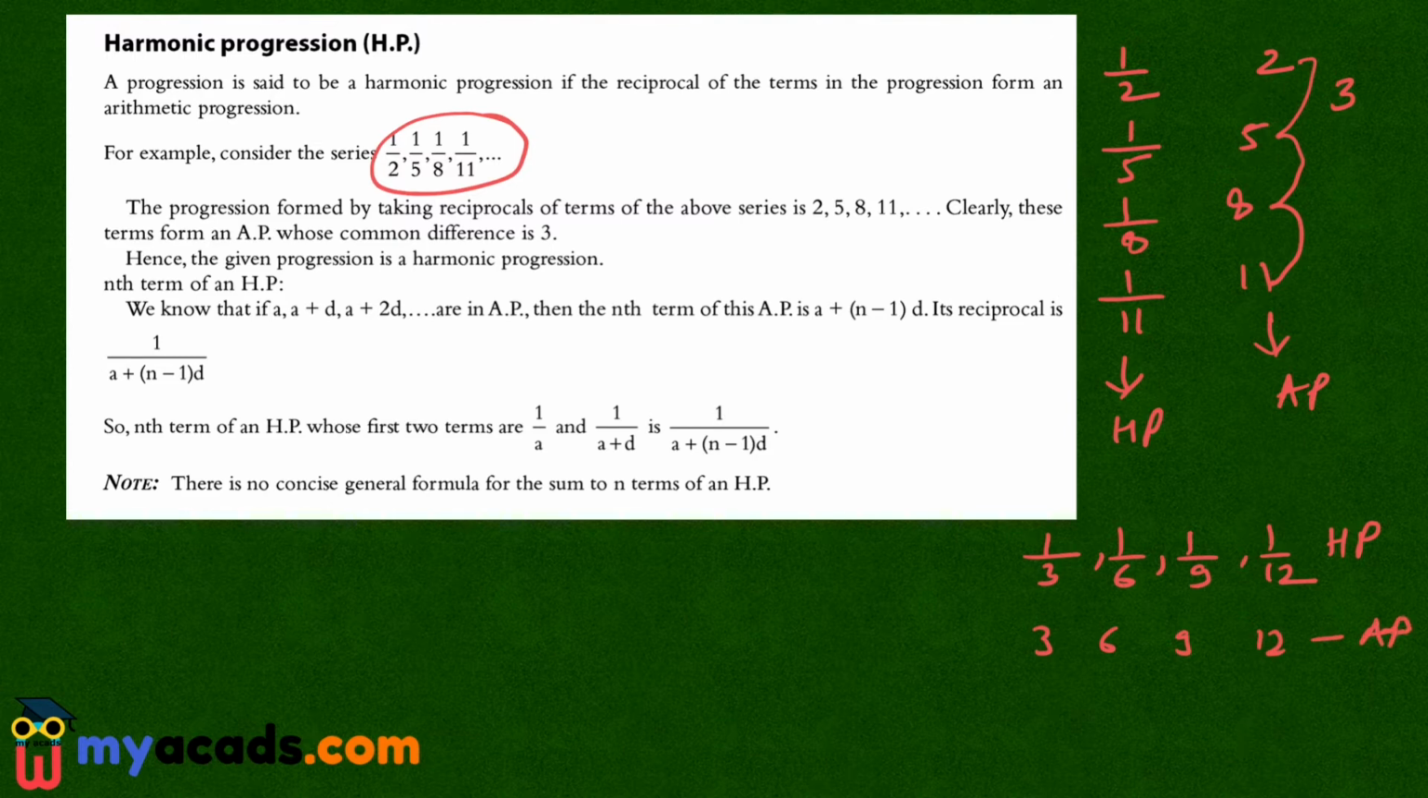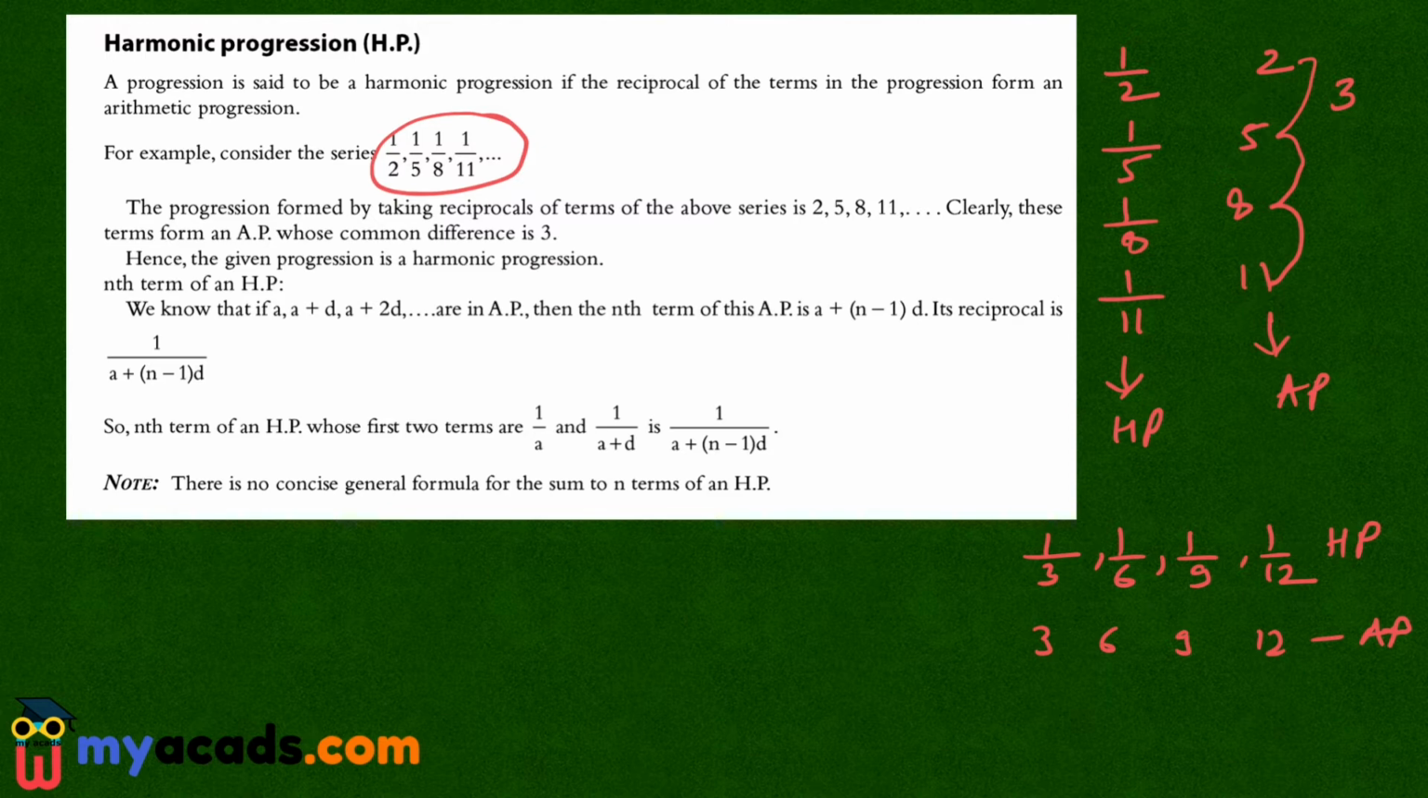So what this is saying is the progression formed by taking the reciprocal of the terms in the above series is 2, 5, 8 and 11. Clearly, these terms form an AP whose common difference is 3. Hence, the given progression is a harmonic progression.